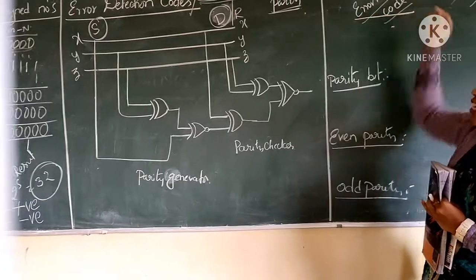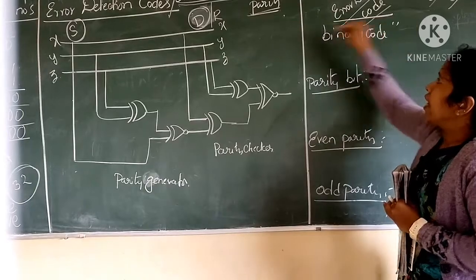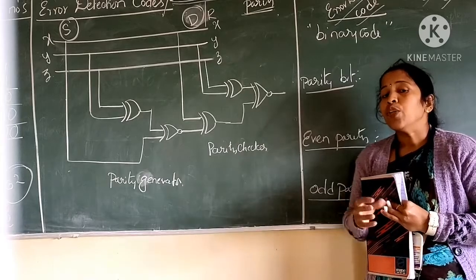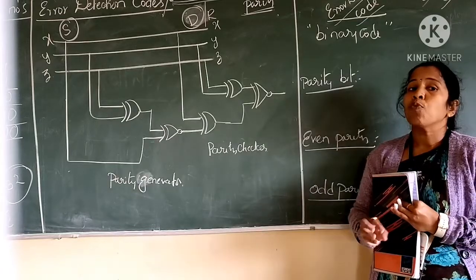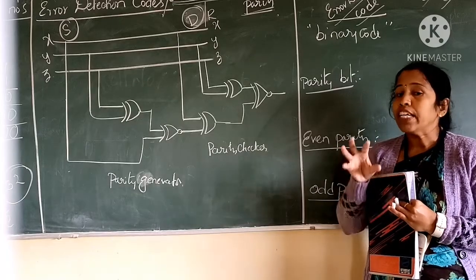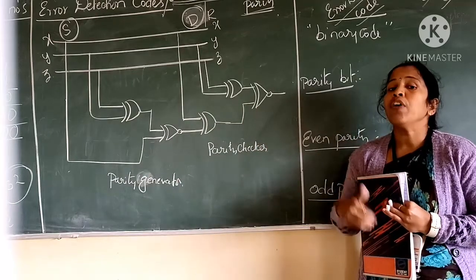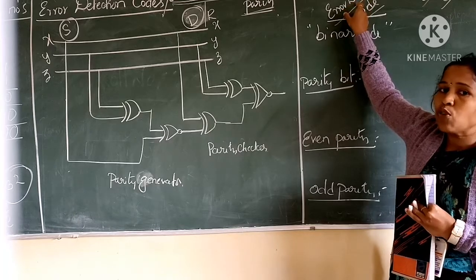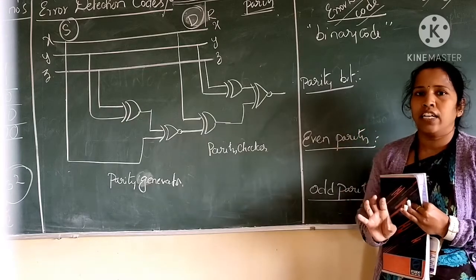So what is this error detecting code? It is nothing but a binary code which is used during digital transmission from source to the destination. And what is the purpose of this binary code? It is used for detecting the errors. If any error is present when data is transferred from source to the destination, we detect that error by making use of this error detecting code. But this code cannot be used to correct the errors. It is used only for detecting the errors here.